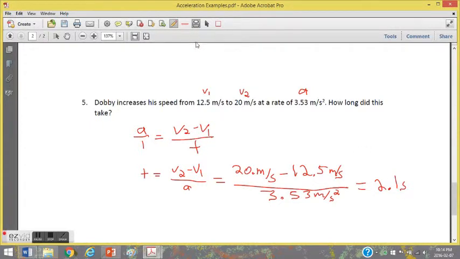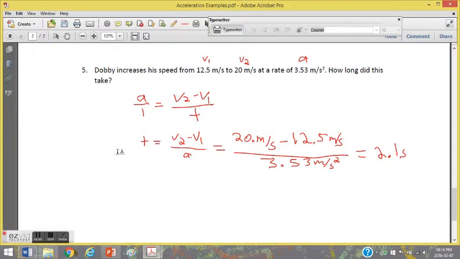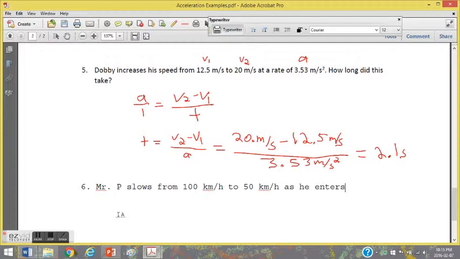Right, so number 6, which you have to write down. Eventually, the computer will catch up. There we go. We have 6. Mr. Bodger slows from 100 kilometers per hour to 50 kilometers per hour as he enters Lomond. He does this in 5.50 seconds. I'm just picking this out of the air. It probably takes a bit longer than that if I'm not trying to mess up my brakes. What is his rate of acceleration?